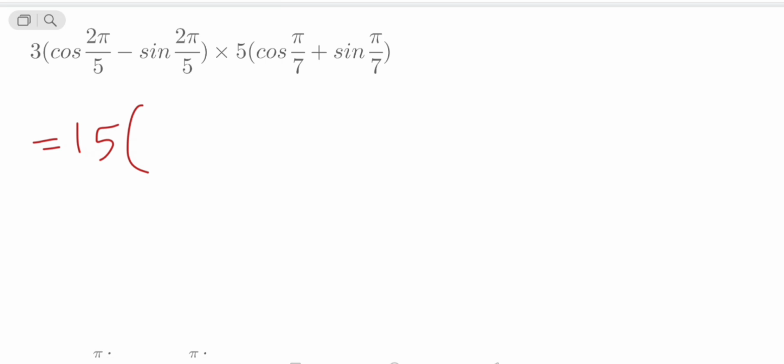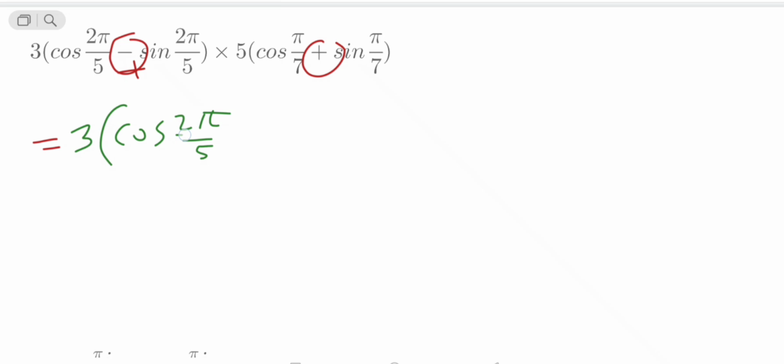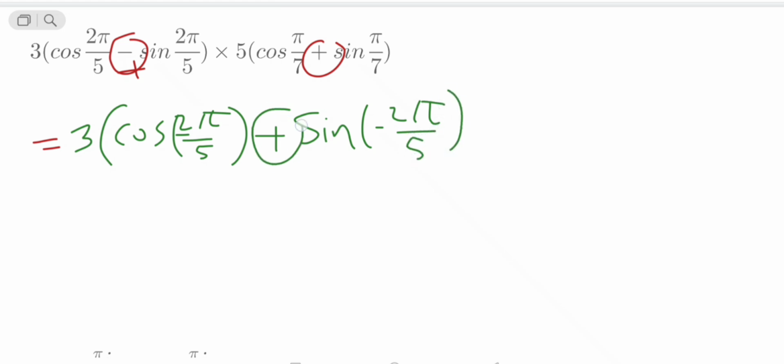So before multiplying, we need to understand one thing. Look here, here is negative, here is positive. If there is negative, we will make it positive. How? It will be like that: 3 bracket cos 2 pi over 5 plus sine minus 2 pi over 5, because sine negative will be a negative answer, cos negative will be positive. So the same thing we can write in a plus form.